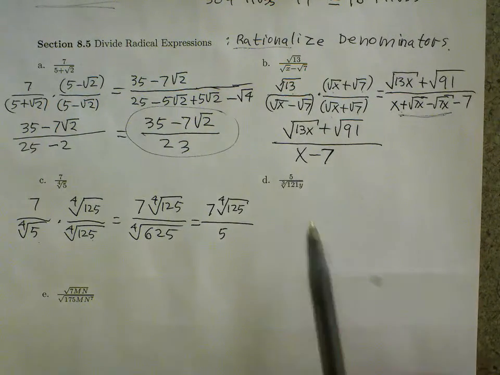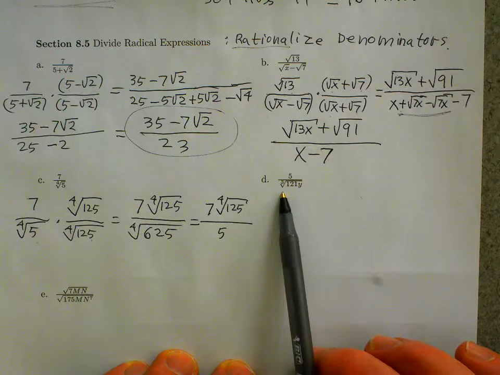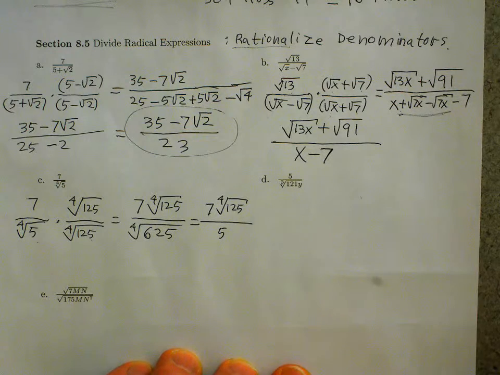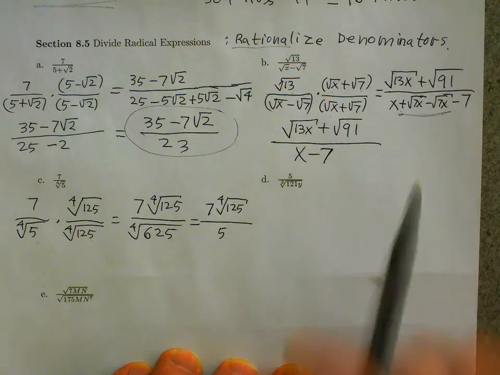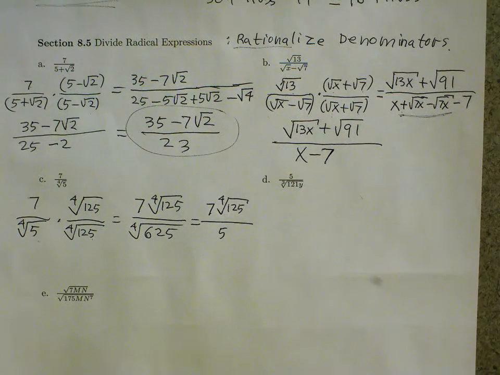Okay, the next one, 5 divided by the cube root of 121y, or the third root of 121y. So 121 is 11 to the second. What would I have to multiply by 11 to the second to get a perfect third power? I would just have to multiply 11 to the second by 11 to the first to get 11 to the third.